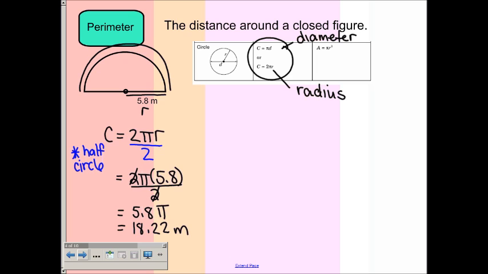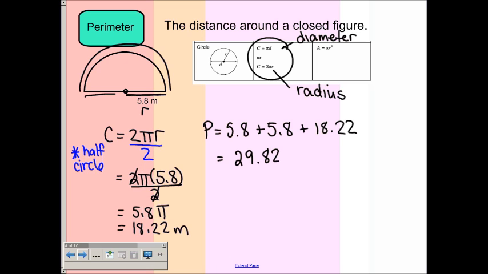However, if I'm looking at the perimeter of this entire shape, I also have to keep in mind that I've got the base of that semicircle as well. So there's 5.8 as the radius, and then another 5.8 for the other side, plus the 18.22 meters that I got from the half circle will give you my entire distance around this shape, which ends up being 29.82 meters in total.